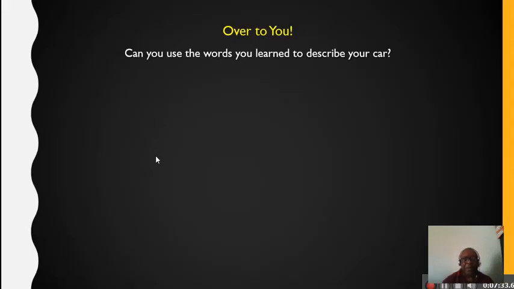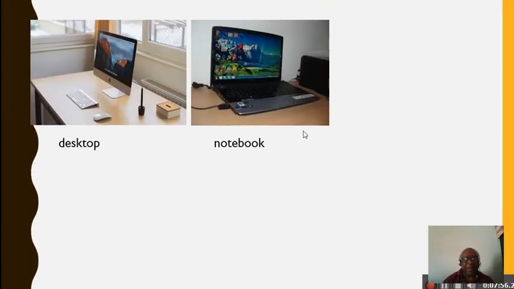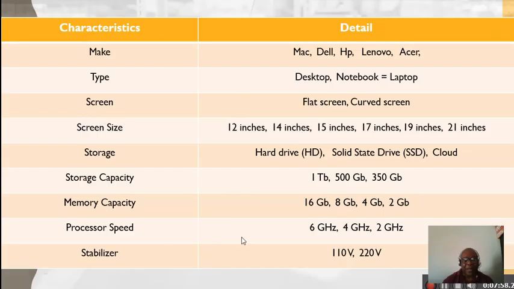Now, can you use the words you learned now to describe, please not your car, can you use them to describe your computer, not your car, please. This time you describe the computer you have in your house or the one you bought recently or you are going to buy, maybe for you or for your family or for your children in school. Can you now describe them with confidence using the words we have here?